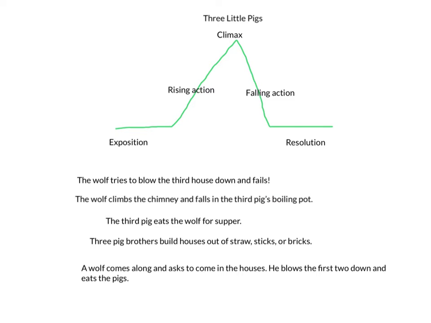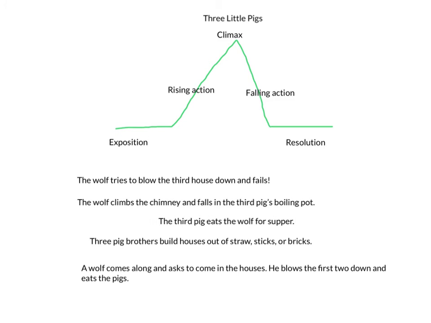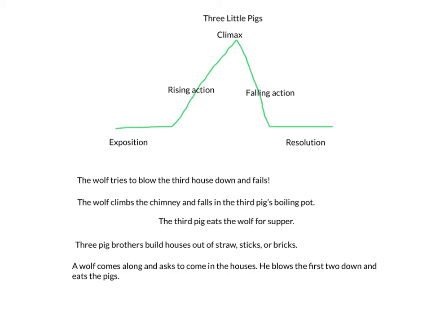The wolf tries to blow the third house down and fails. The wolf climbs the chimney and falls in the third pig's boiling pot. The third pig eats the wolf for supper. Three pig brothers build houses out of straw, sticks, or bricks, and a wolf comes along and asks to come in the houses. He blows the first two down and eats the pigs.